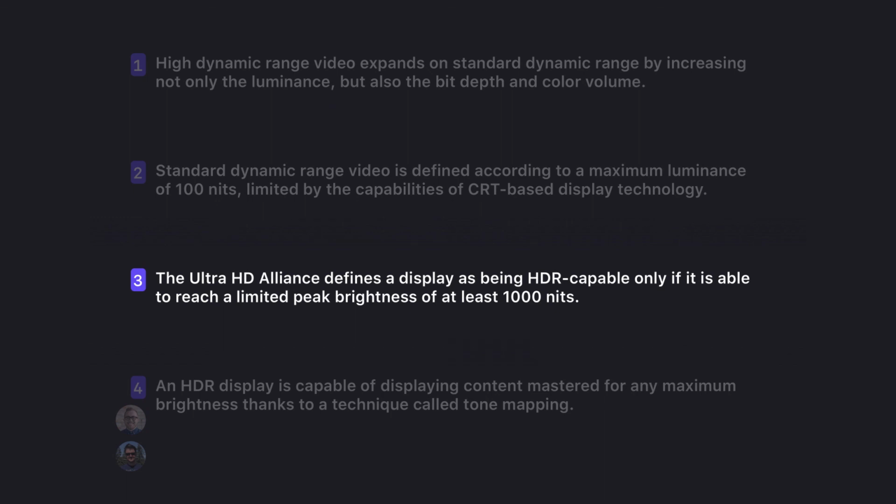That leads us to number 3, where the Ultra HD Alliance defines a display as being HDR capable only if it can reach a limited peak brightness of at least 1000 nits. When I say limited, I mean the whole screen doesn't have to reach 1000 nits, but a light bulb that turns on in the scene, that one needs to reach 1000 nits. Now, this might be peculiar because we've heard of different HDR displays, some that can reach 1000 nits, others that can't. One technology in particular is OLED, which up until recently was not reaching 1000 nits.